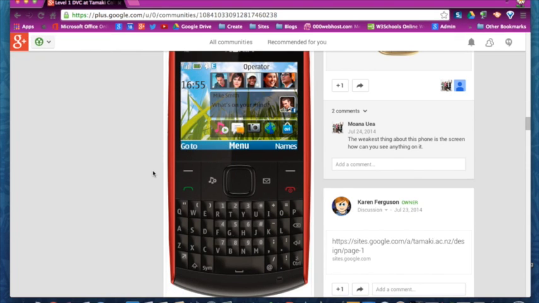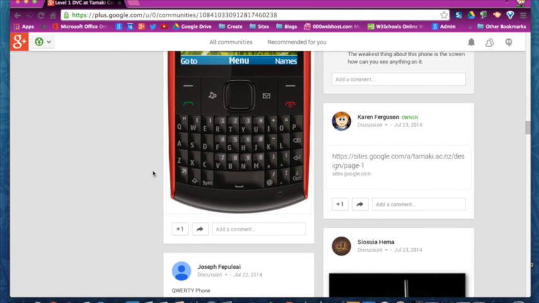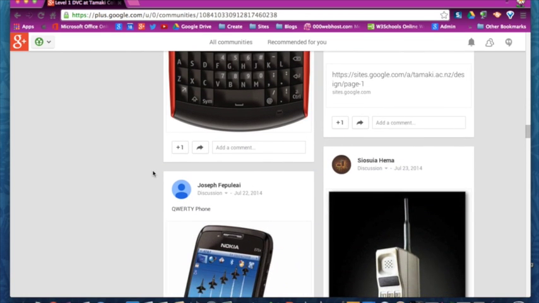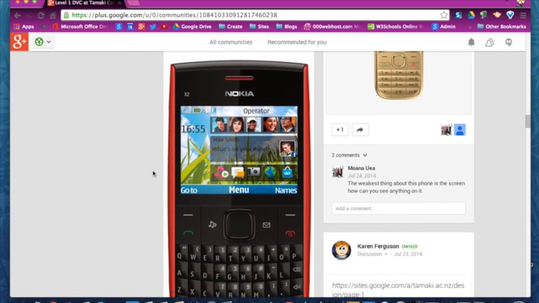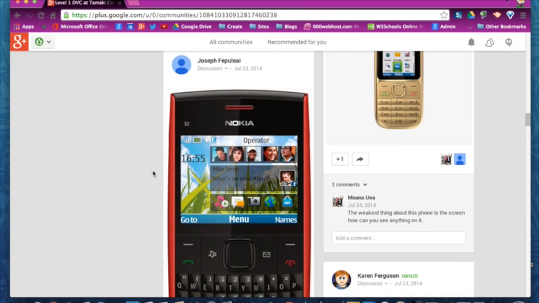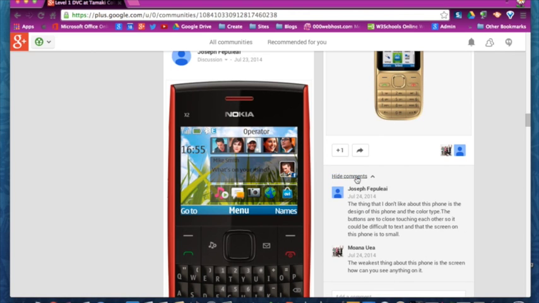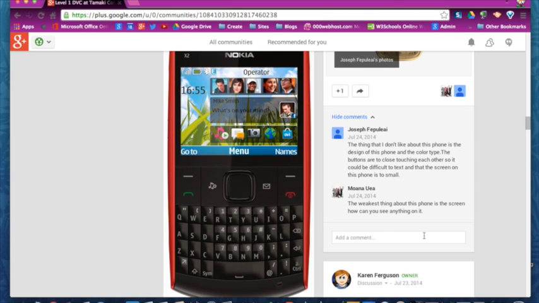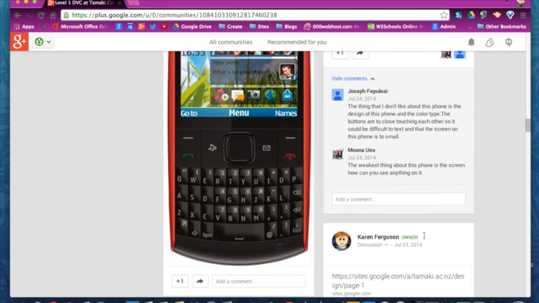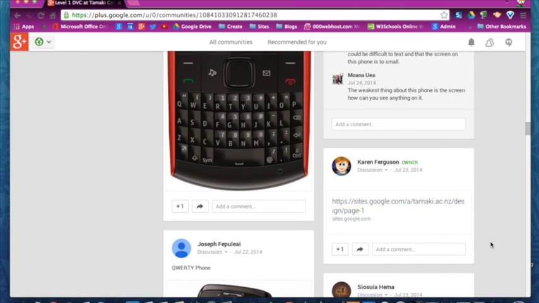Here is an example from the Level 1 Google Plus community. The students were designing mobile phones, so they researched some existing products and uploaded the photographs to the community, and they could write notes on each other's research pictures, like here, where they were writing about what they liked about the phone and what they thought was not so good about the phone.